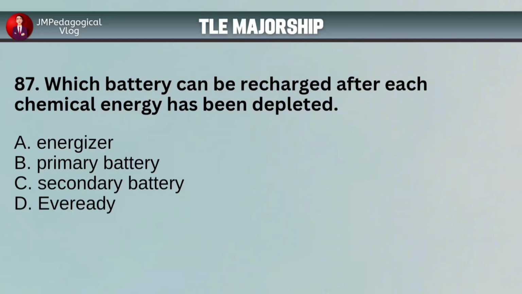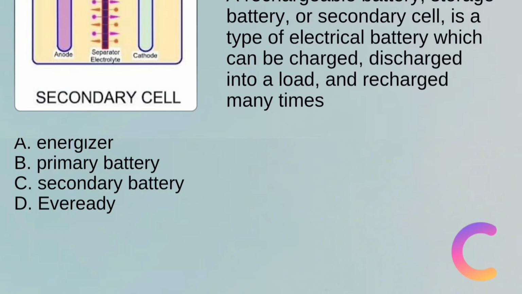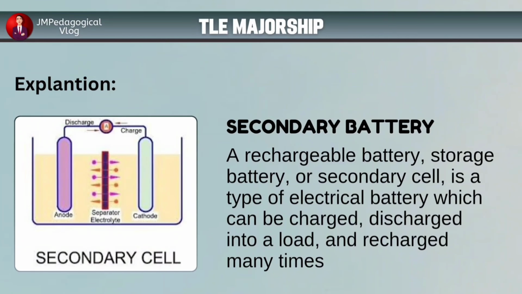87. Which battery can be recharged after each chemical energy has been depleted? A. Energizer. B. Primary battery. C. Secondary battery. D. Ever ready. C. Secondary battery. Explanation. A rechargeable battery, storage battery, or secondary cell, is a type of electrical battery which can be charged, discharged into a load, and recharged many times.